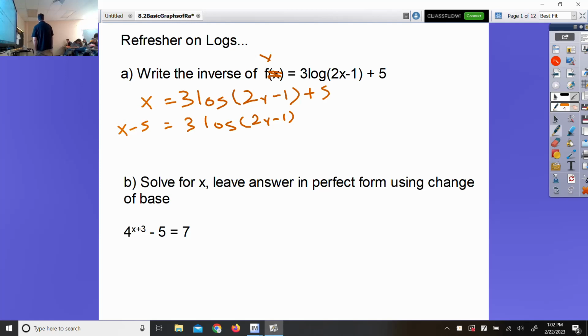Is it ready to become an exponential yet? No. Why not? There's a 3 out there, and you're supposed to isolate the logarithm. How do you counteract that 3? Divide by 3. Save myself a line, I'm just going to erase it. There we go.